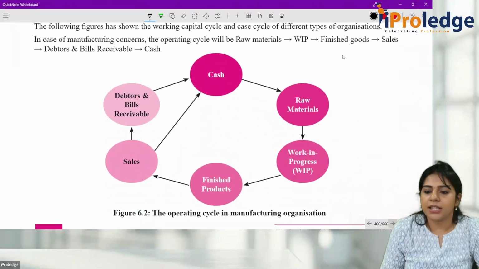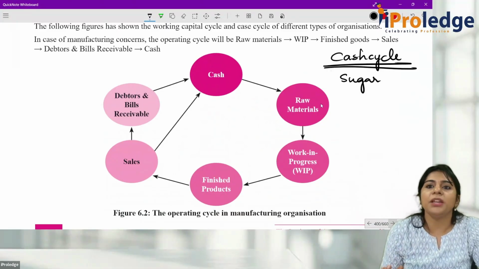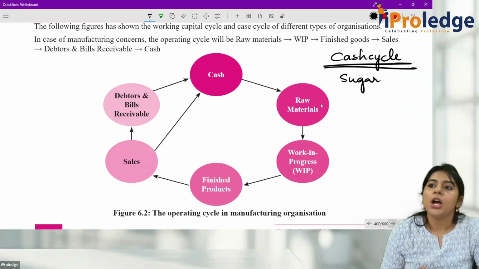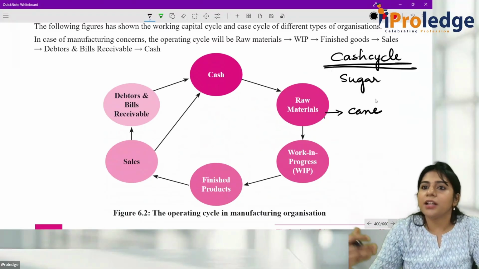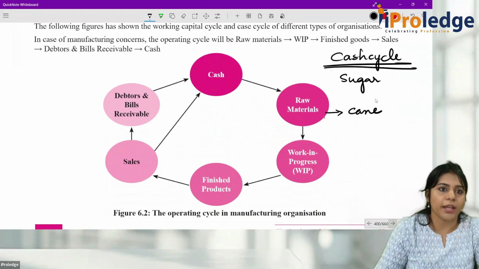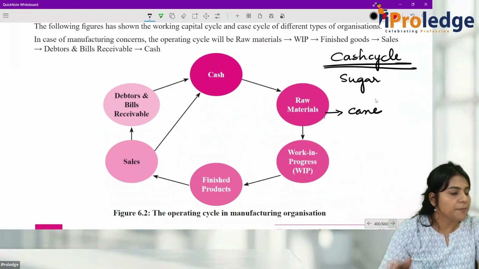Now, this is interesting. This is called the cash cycle. What is a cash cycle? I start from here. Let's, for example, say I am a sugar company. If I'm a producer of sugar, my raw material is my sugarcane. Does sugarcane come free? I have to go buy sugarcane. So I have to invest in the sugarcane. So my money is getting blocked.